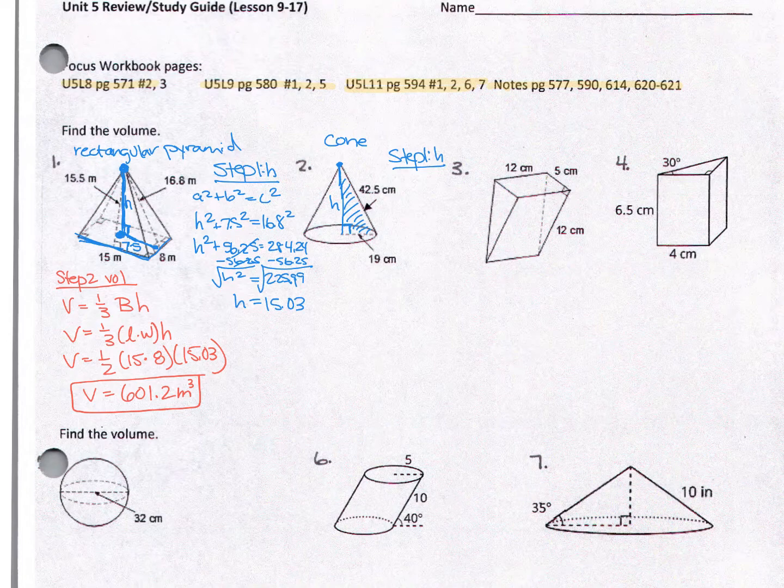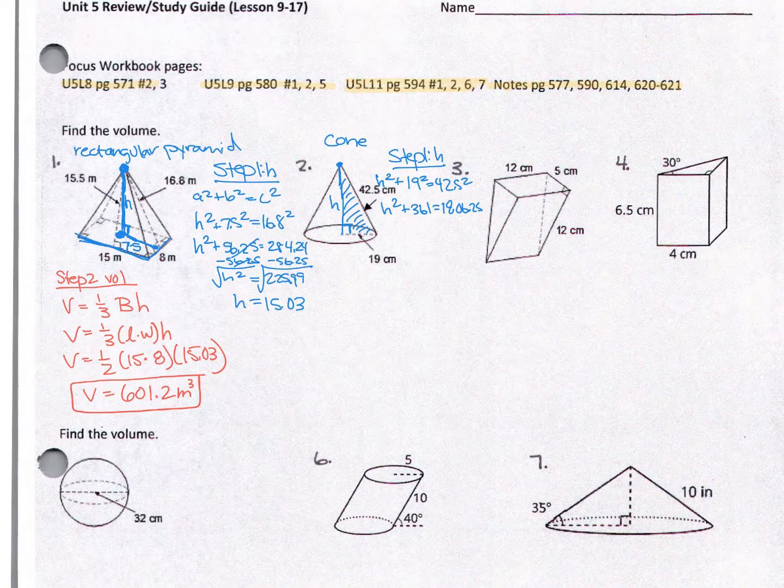So my 42.5 has to be my C squared. So my A and B would be H squared plus my 19 squared equals 42.5 squared. So H squared plus 361 equals, I believe this is around 1,806.25. So again, you could say 0.3 or 0.2. I don't really care about the decimals, but just so you understand, we will get subtly different answers.